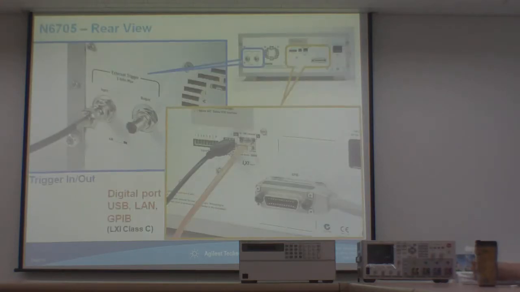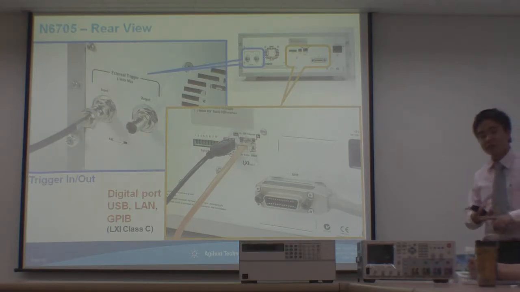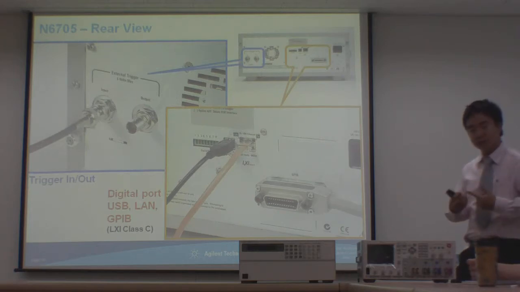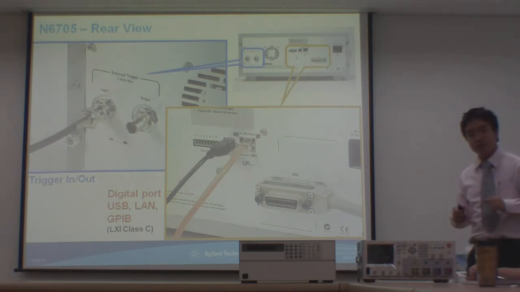on the front panel. And if you want to do remote programming, so if you want to write an Agilent VEE program, a LabVIEW program, a Visual Basic program, or a C or C++ program, you can use these interfaces to help you communicate with the box. So there's USB, there's LAN, there's also GPIB. These three interfaces allow you to interface with the box.